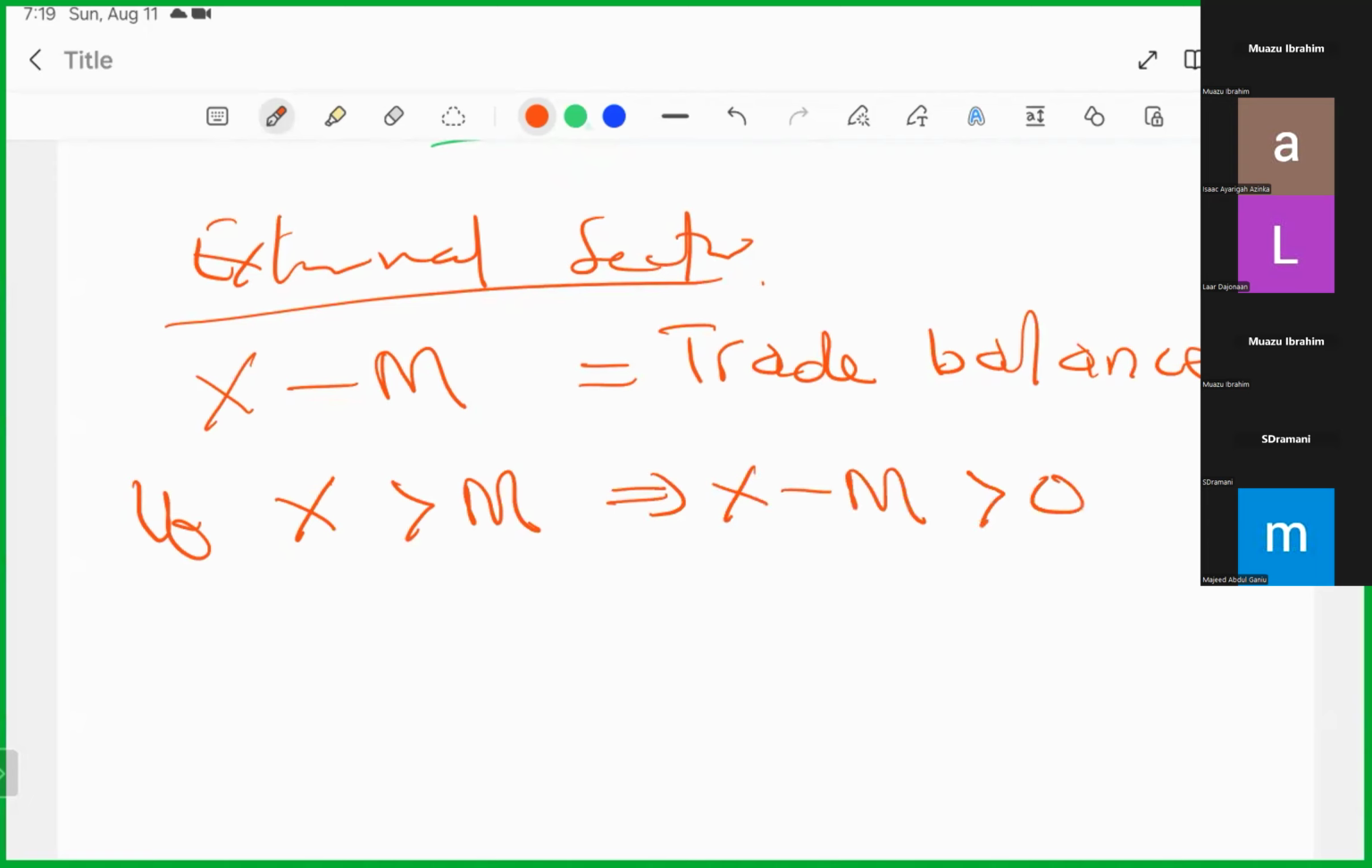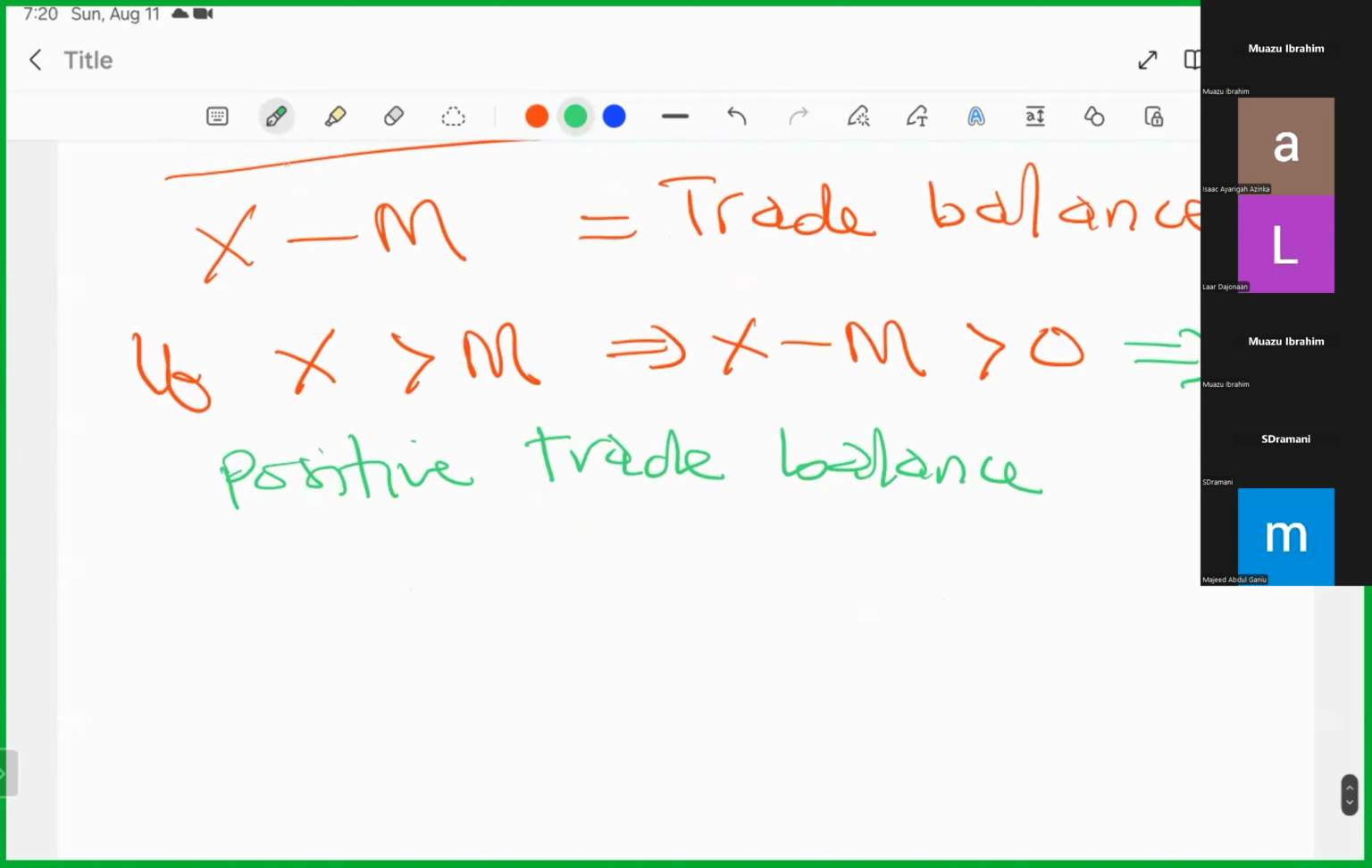In this particular case, we say you have what is called a positive trade balance. Positive trade balance means that the country is exporting more than it is importing, which is good, which means that they are bringing in more income than they are paying out to foreign countries. So we have a positive trade balance.